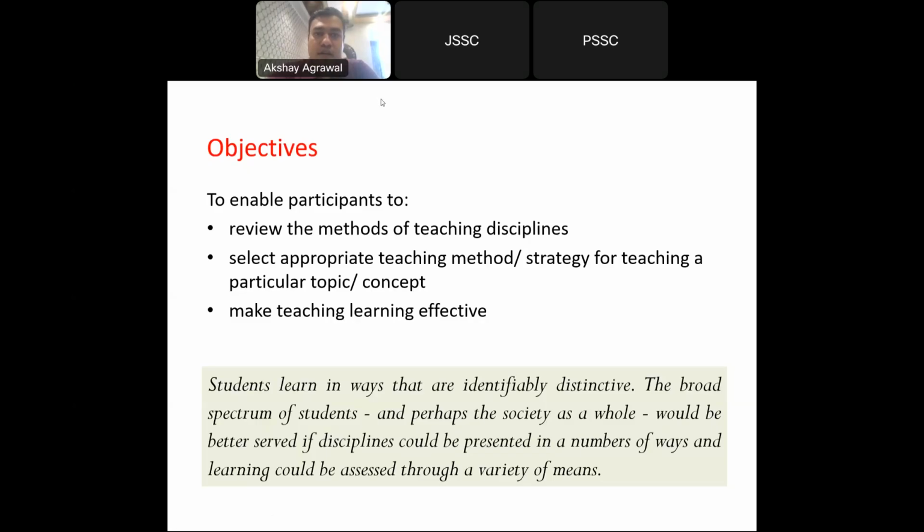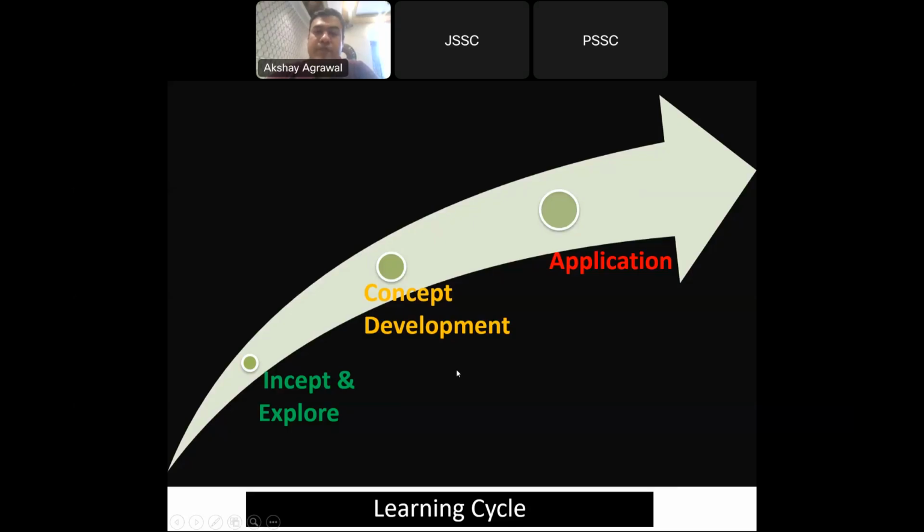So that being said, I feel that we'll be able to serve different disciplines only if we are able to see it in different ways. And if we are able to see it in different ways, we would be able to communicate to our students in the best possible way across. So that is what we are here to do.